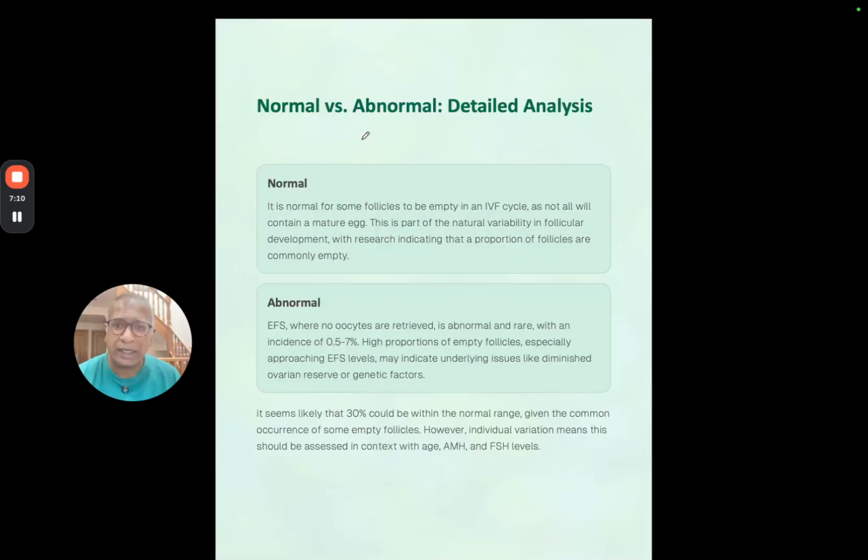So let's look at normal versus abnormal. It is normal for some follicles to be empty. If you say all follicles contain eggs, that's rare. Between 20 and 30% of follicles in younger women are empty, and not all may contain a mature egg. This is natural variability.